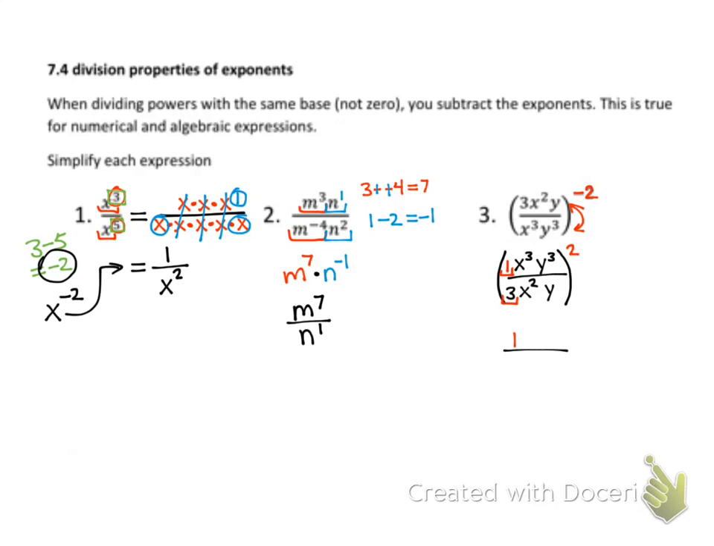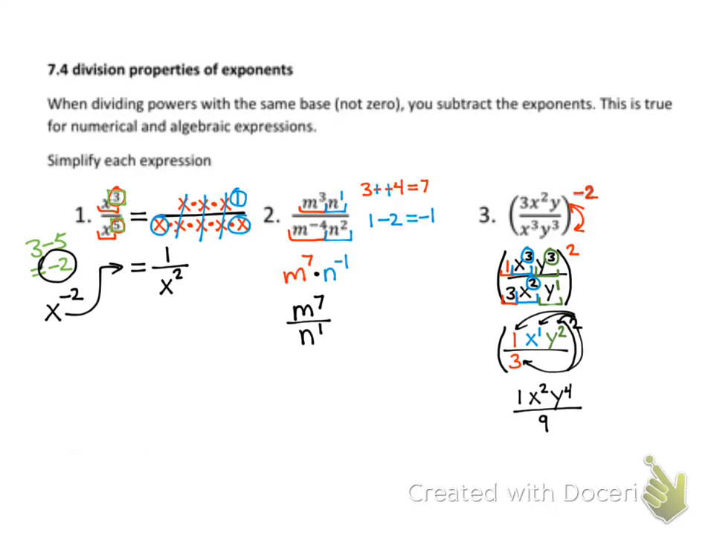Now, simplifying inside the parentheses, we have 1/3. And then we have x cubed over x squared, and since we're dividing, that leaves us with x to the 1, and y cubed divided by y gives us a y squared on the top. However, that all needs to be squared, so we have twice as much of each of those being multiplied. So we distribute the 2 to each, and notice we're distributing because everything's in terms of multiplication.